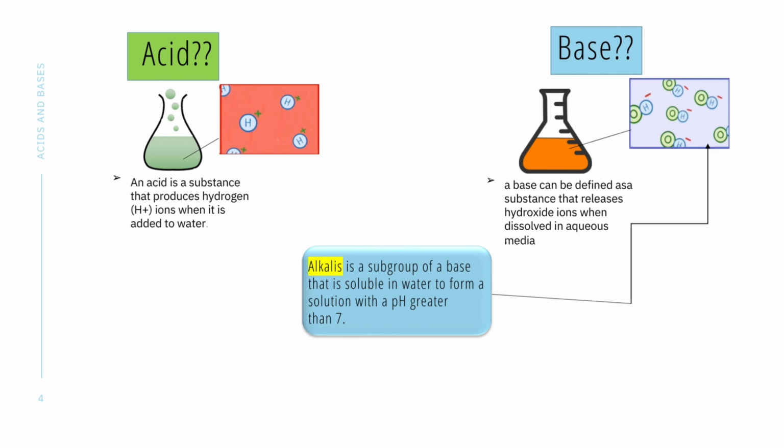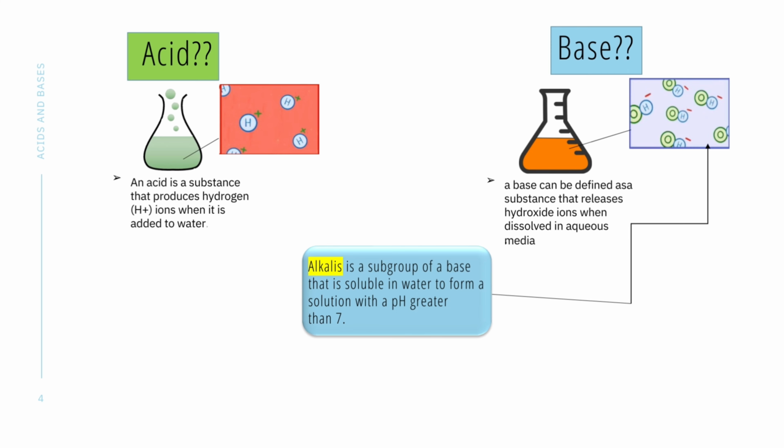Then the next thing we are going to look at is what acids and bases actually mean. For acid, we can define acid as a substance that produces hydrogen ions when it is added to water, while base can be defined as a substance that releases hydroxide ions when it dissolves in aqueous medium.